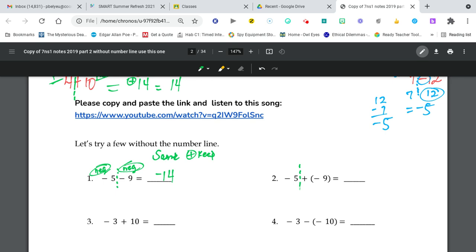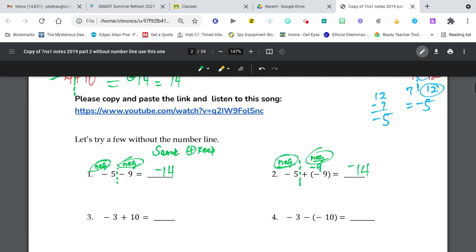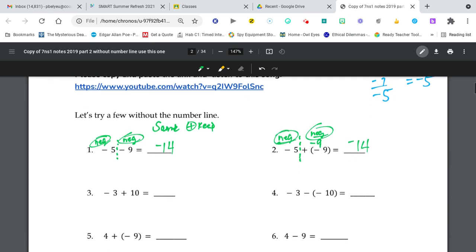Here, draw a line after the number. This is negative 5. And plus negative is the same as negative 9. Okay? So they're both the same. So when I plus them, I get 14, and they both are negative, so keep it. And I'm not going to do all of these. I'm just going to skip around.